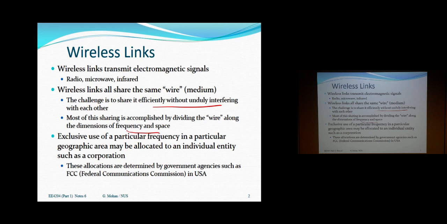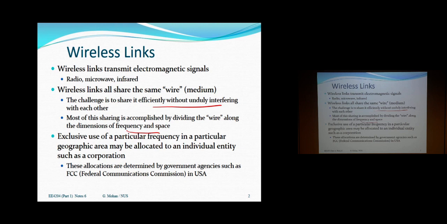So either it could be by geographically different locations, or it could be on different frequencies or a sequence of frequencies, which would help us to share the medium. Particularly, we are interested to share the medium without interference because the wireless medium is a broadcast medium.